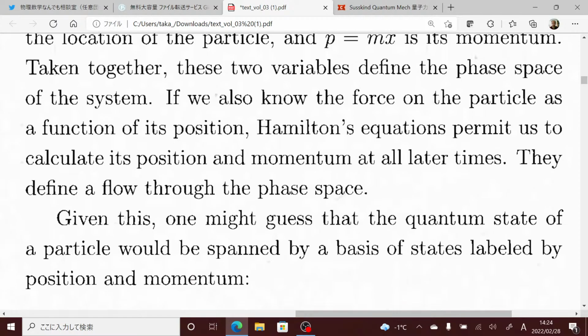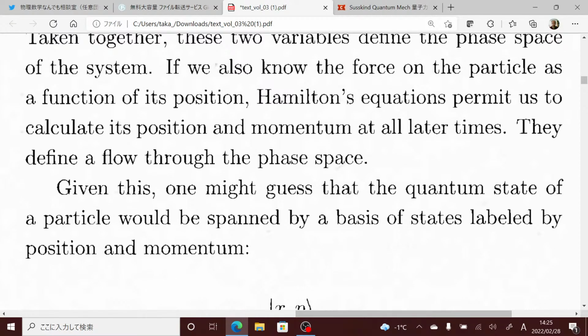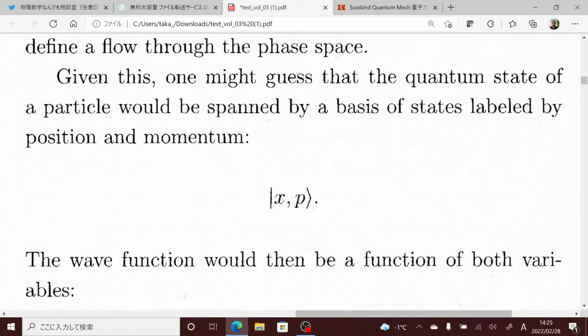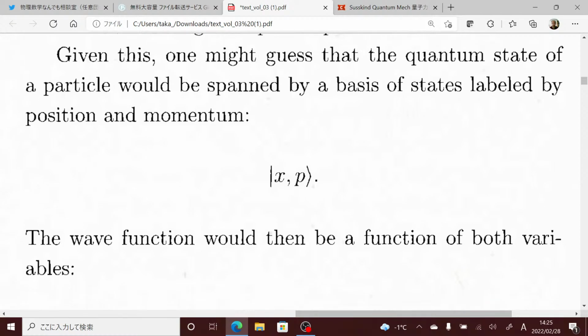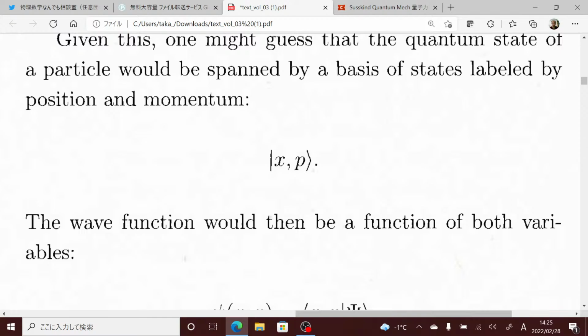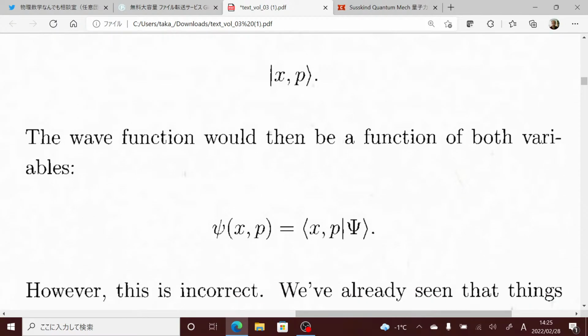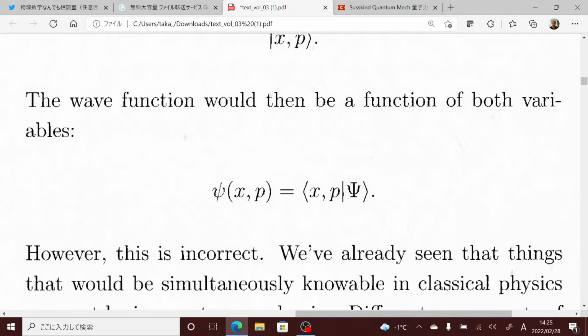If we also know the force on the particle as a function of its position, Hamilton's equations permit us to calculate its position and momentum at all later times. They define a flow through the phase space. Given this, one might guess that the quantum state of a particle will be spanned by a basis of states labeled by position and momentum, ket x p. The wave function would then be a function of both variables, psi of x and p.